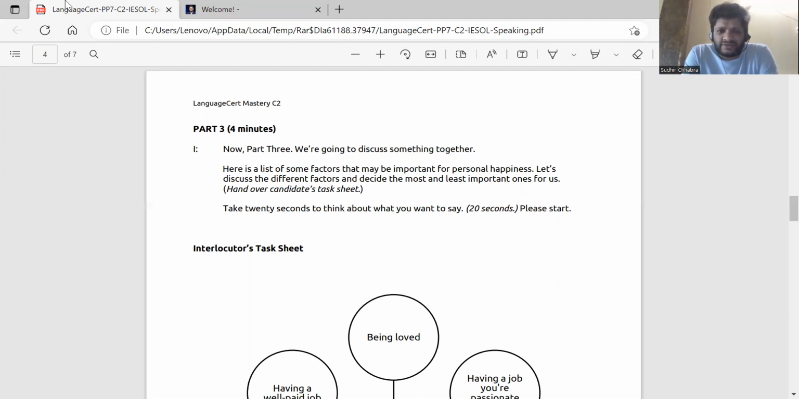Now, part three, we're going to discuss something together. As I said, the interlocutor will take part also. Here is a list of some factors that may be important for personal happiness. Let's discuss the different factors and decide the most and the least important ones for us. Take 20 seconds to think about what you want to say. Please start. And okay, so remember, it's also about telling the interlocutor the best thing and the worst thing here, and I will do that also.